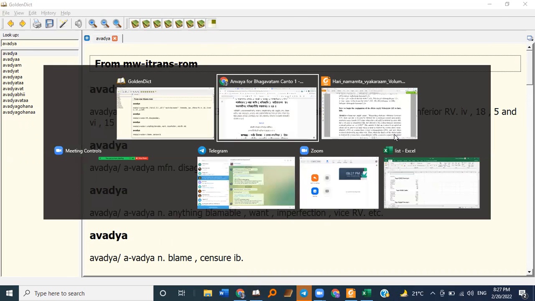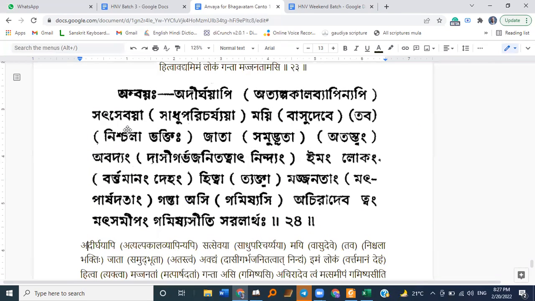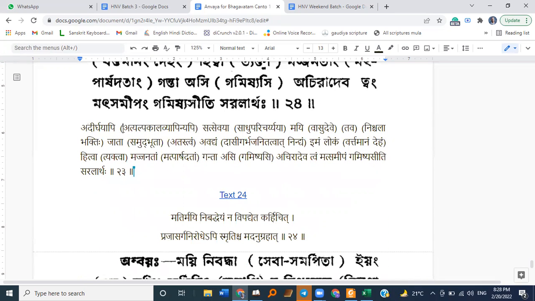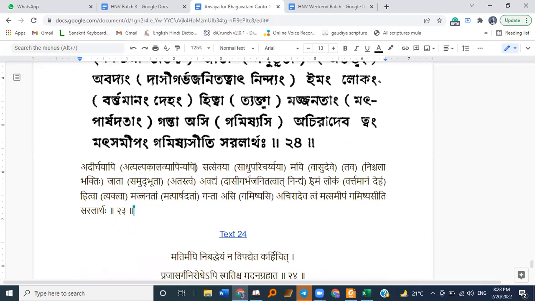Okay. And also, when you broke up this atyalpa, I don't know if I made a typo or something. Atyalpa kala vyapinyapi. No, that's it. It is rightly written here. So it is ati alpa kala vyapini api. So what was vyapini? Vyapini is like pervading. Vyapini is in feminine gender because the word Seva is feminine. So Vyapini is an adjective for that Seva. So the Seva, which was alpa kala vyapini, which just pervaded a very short period of time.